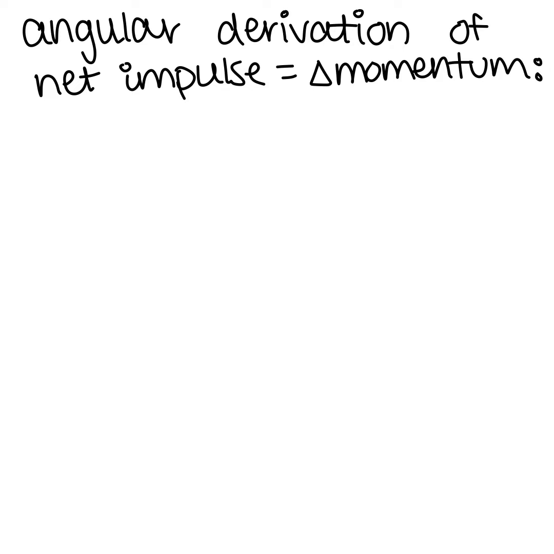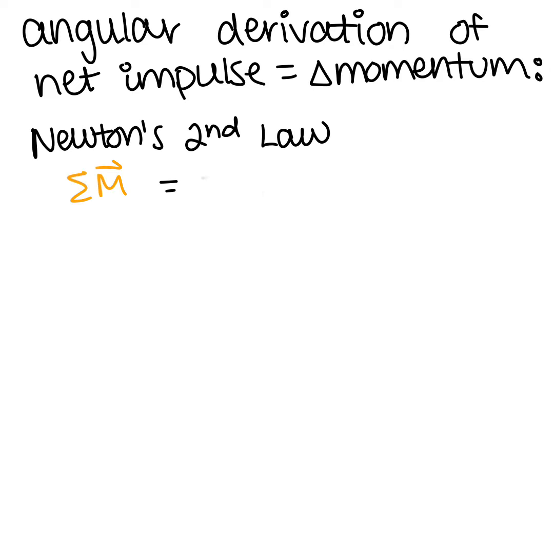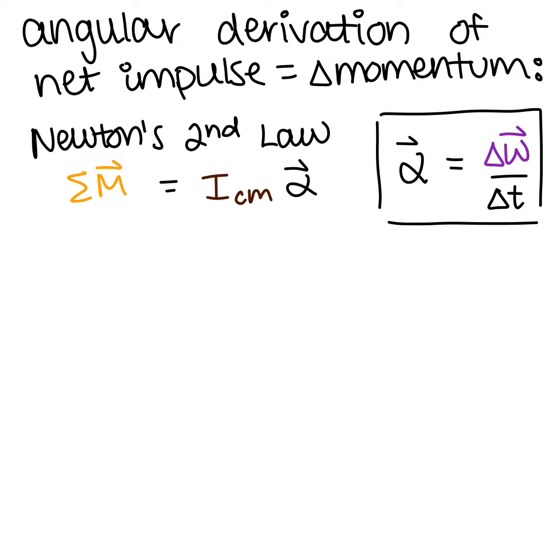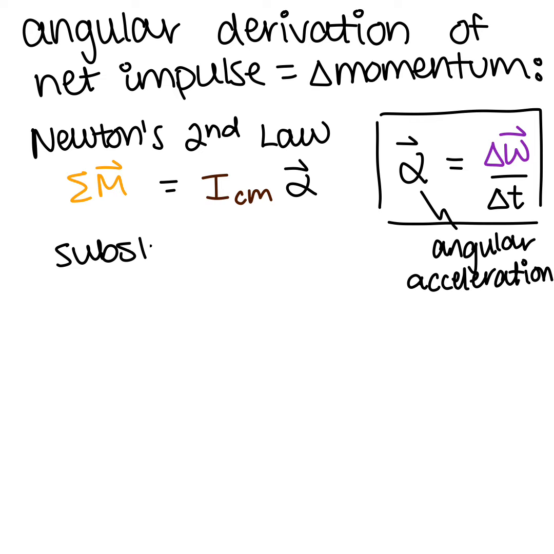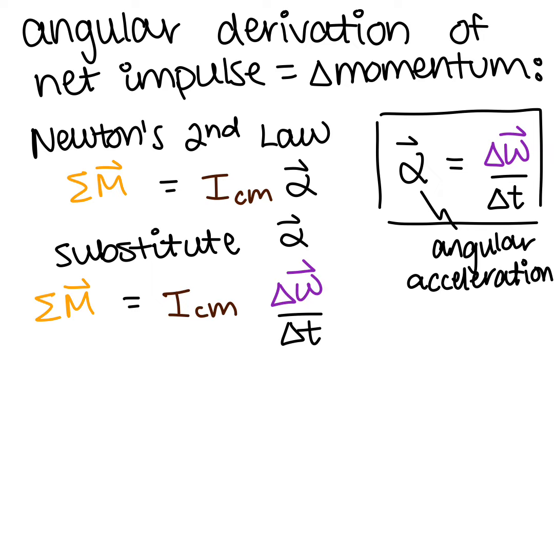So we're going to start with Newton's second law, which says that the sum of the moments equals I center of mass alpha, and alpha is equal to the change in angular velocity over change in time. So we can think of this as the angular acceleration. And if we substitute that into our equation, we end up with the sum of the moments equals I center of mass times the change in angular velocity over change in time.